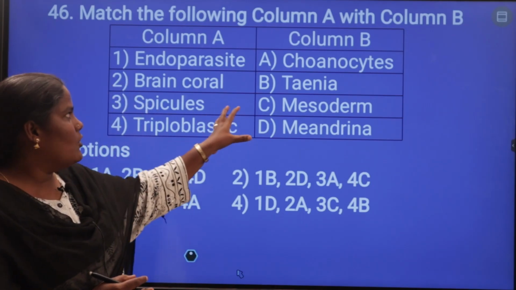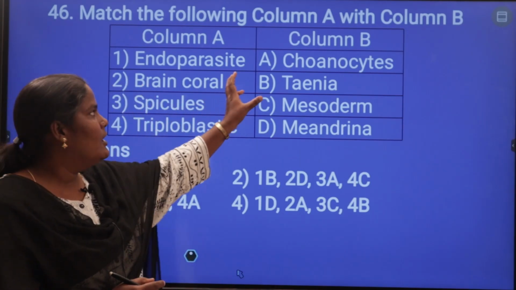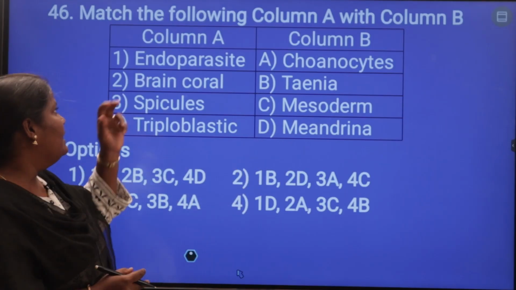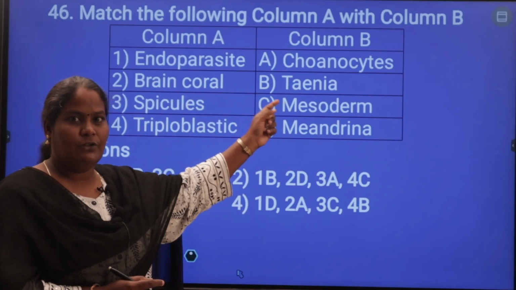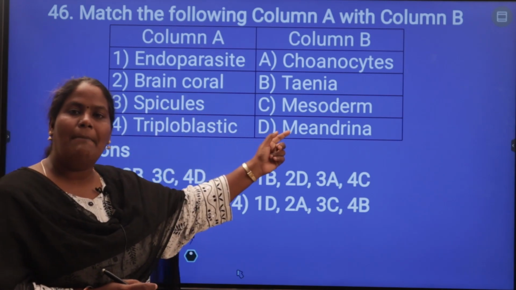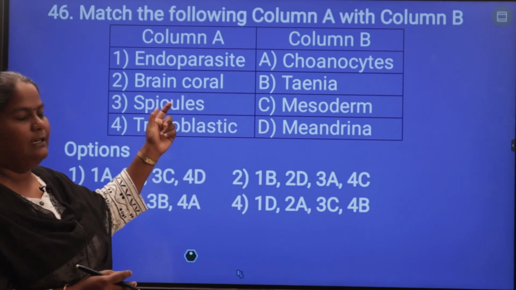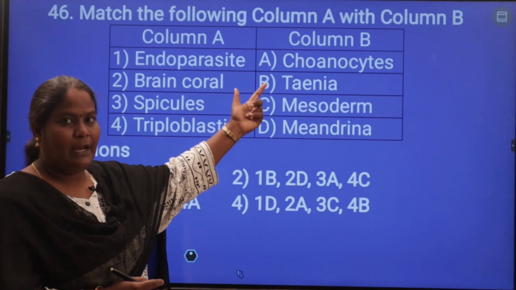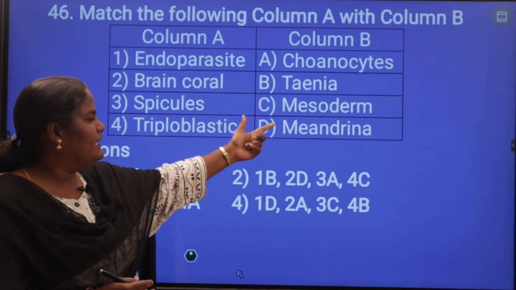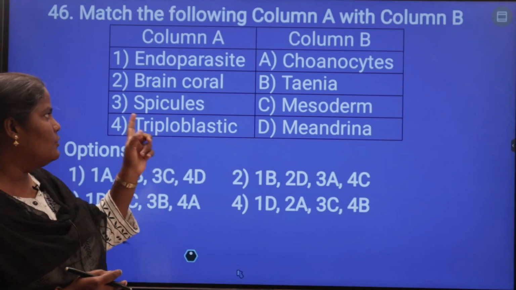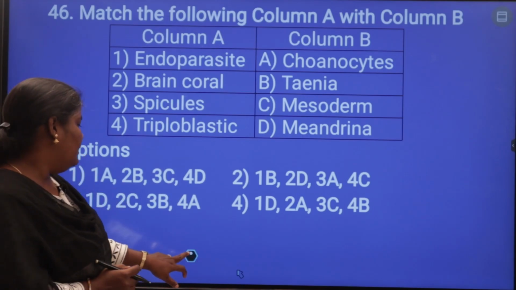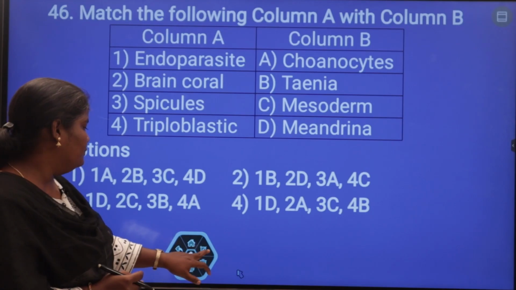It has a column A and column B. Column A has certain characters. Column B has the respective descriptions or examples. Endoparasites, Taenia solium belongs to the Platyhelminthes. Brine coral, Mandrina belongs to the phylum Coelenterata. Then spicules, it has a characteristic of choanocytes. Then triploblastic, it belongs to the mesoderm. So based on this matching, the answer for this question is option 2.